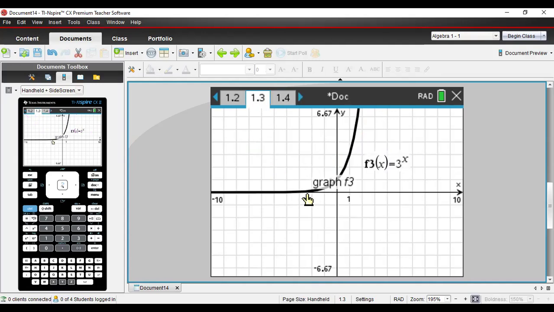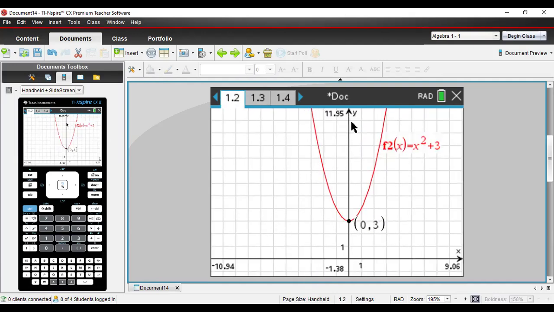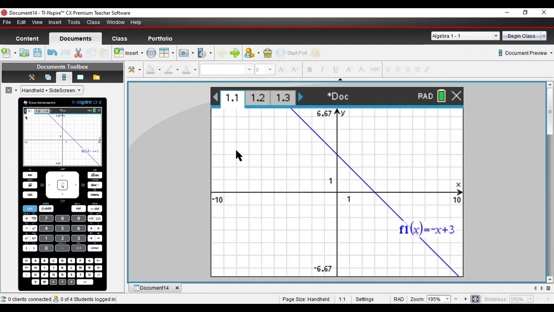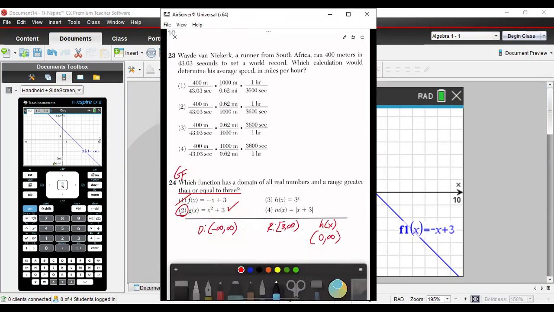This one is 0 to infinity. This one is 3 to infinity. And this one is negative infinity to infinity. So we got our answer. Our answer is number 2.